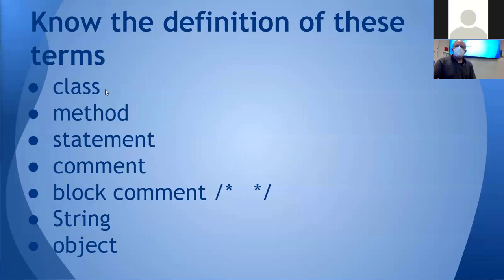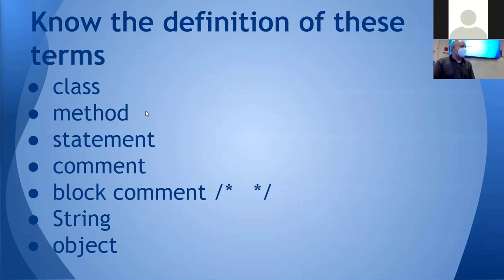So class, what is a class? You need to know that definition. The method, what is a statement? Statements typically end with a semicolon, but they can also be inside of a set of curly braces. A comment, end of line comment would be 2 slashes and then goes to the end of the line.